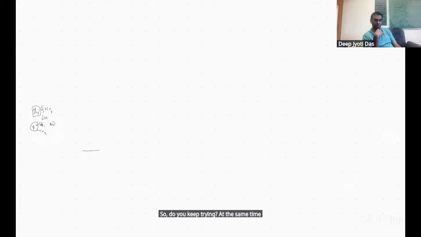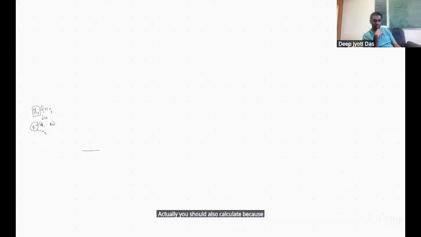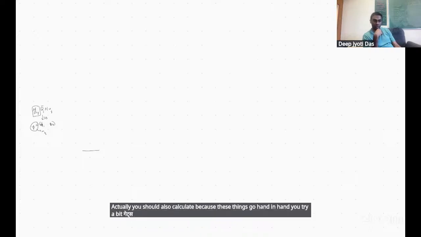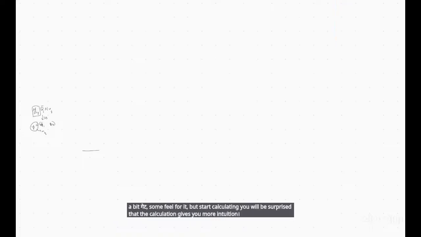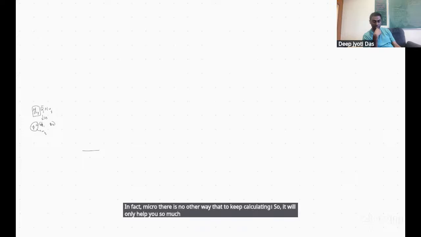At the same time, your friend's approach is also not wrong, actually. You should also calculate, because these things go hand in hand. You try a bit, get some feel for it, but start calculating. You'll be surprised that the calculation gives you more intuition. In fact, in particle physics, there's no other way than to keep calculating. Intuition only helps you so much, and then you have to calculate, and the calculation will give you a whole new intuition, because whatever we call intuition is only based on what we know in the past, right? But calculation is what will even expand our intuition.